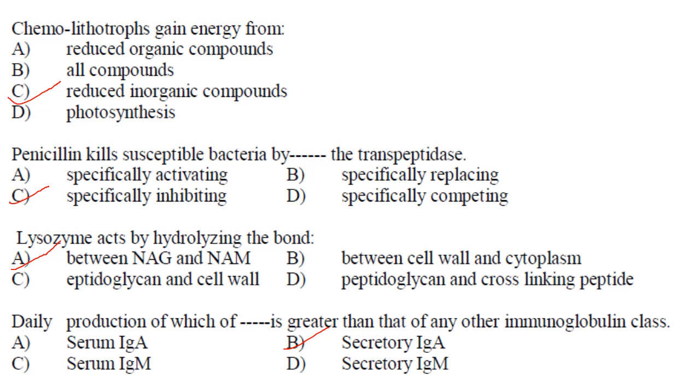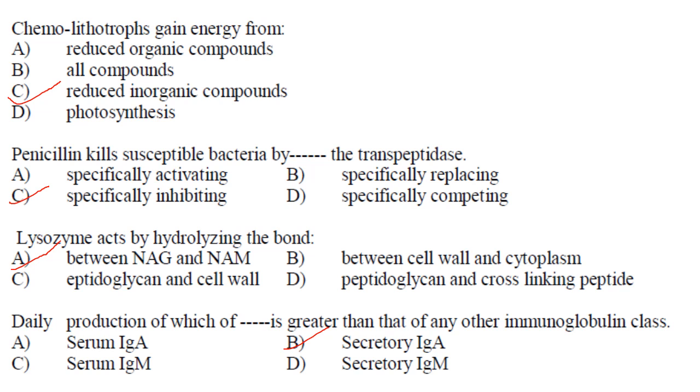Then next one. Penicillin kills susceptible bacteria by dash transpeptidase. So by specifically inhibiting the transpeptidase. Answer is option C. Then lysozyme acts by hydrolyzing the bond between NAG and NAM, N-acetylglucosamine and N-acetylmuramic acid. So answer is option A.